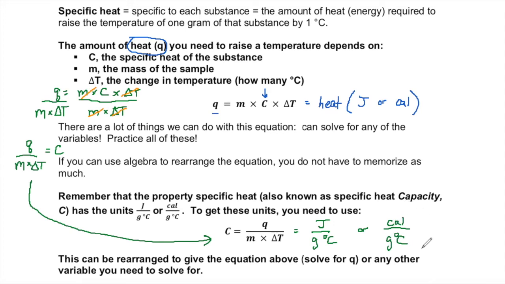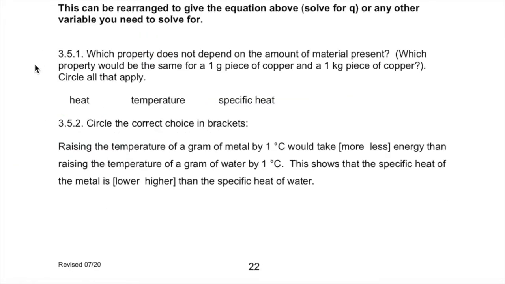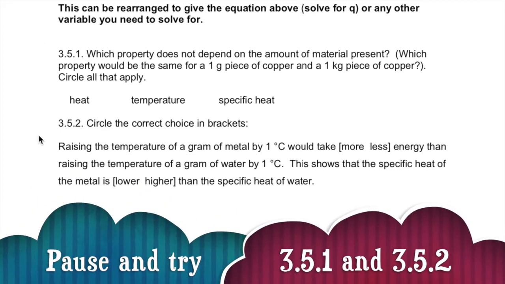So remember that the heat is different from the specific heat. The heat is the energy measured in joules or calories. The specific heat is a property of a substance which would have these units here. Before we try some calculations with this formula, let's take a look and make sure we're understanding the concepts.